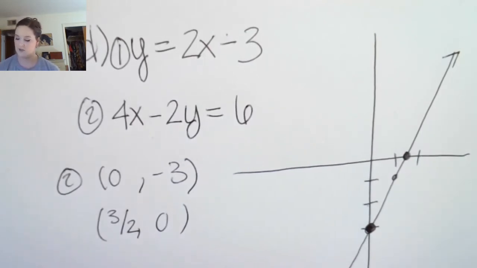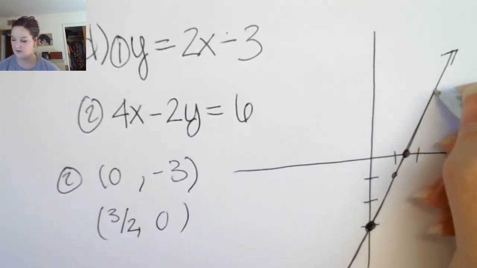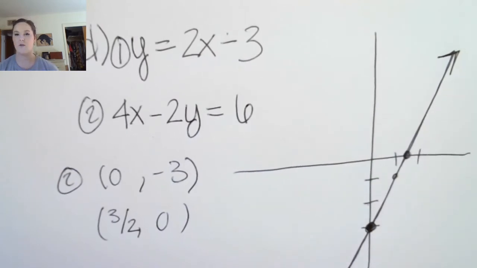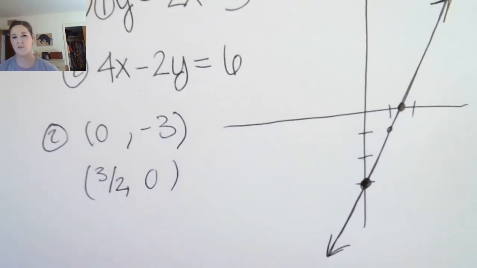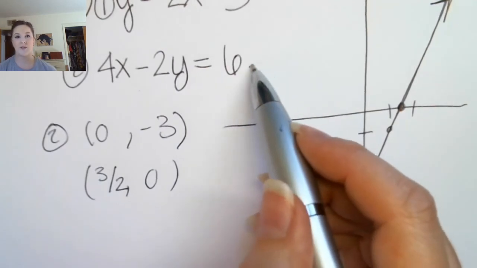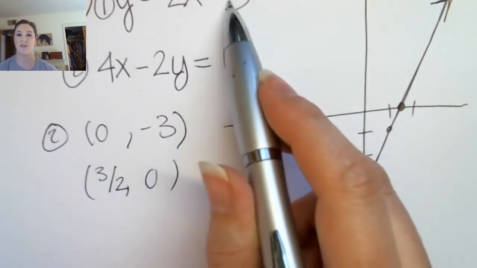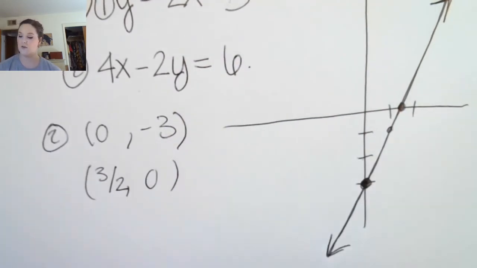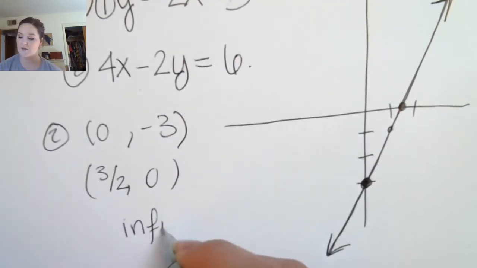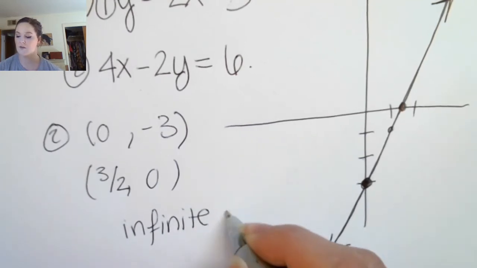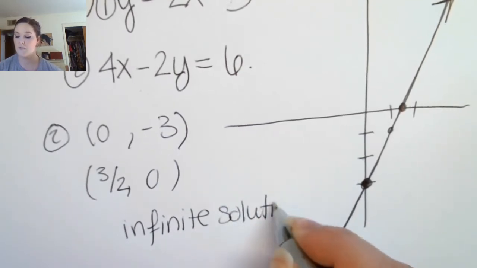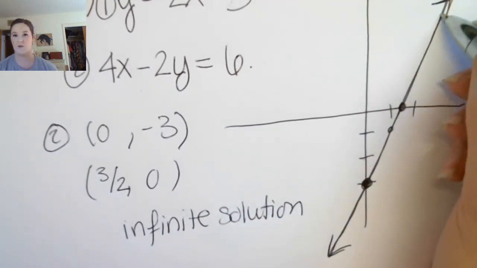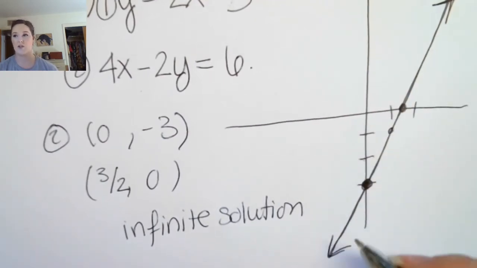Okay, so that means when we go to draw our second line, we're actually looking at the same line as the first line. Now you could see that if you put this into slope-intercept form, you'd see that it's exactly the same as this line. Okay, so this has infinite solutions, right? Because where's their point of intersection? Well, the whole line is a point of intersection. So there's infinite solutions, okay?